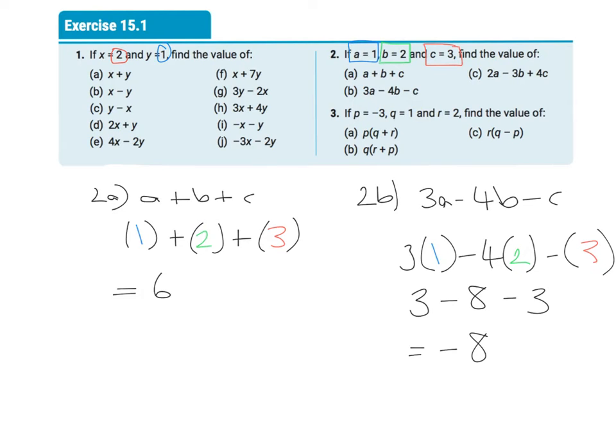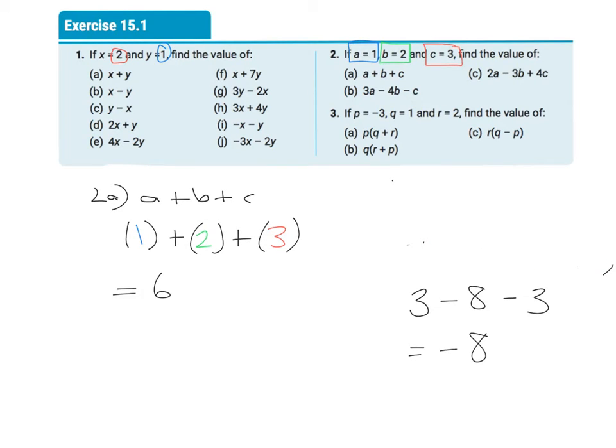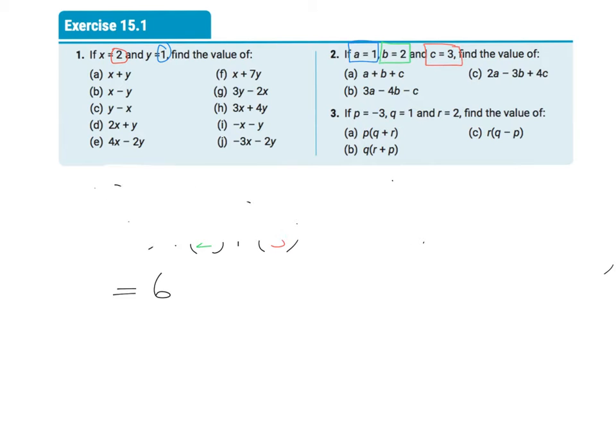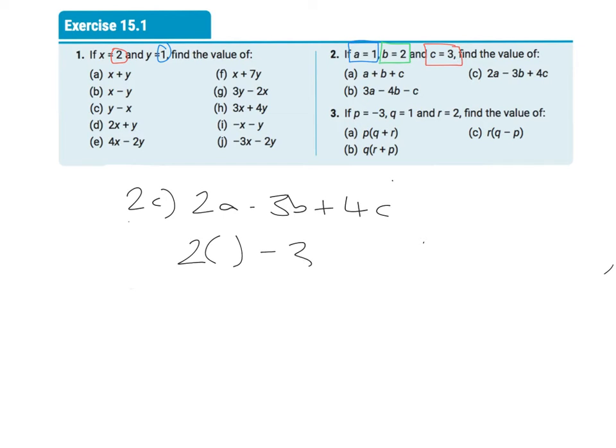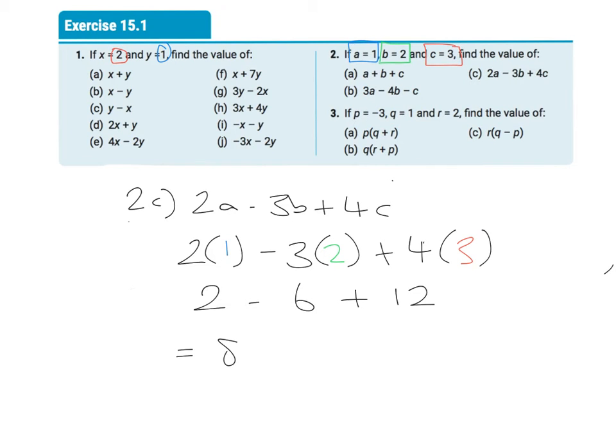Okay, and then 2 part C. 2a minus 3b plus 4c, 2 bracket minus 3 bracket plus 4 bracket, filling in 1 for a, 2 for b, 3 for c, and multiply out: 2 minus 6 plus 12, and I end up with 8.